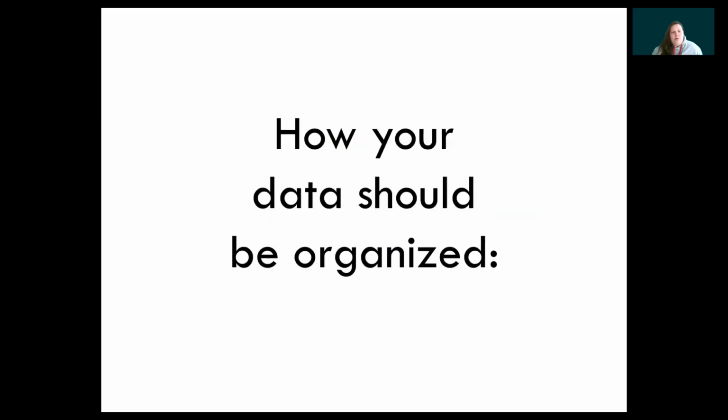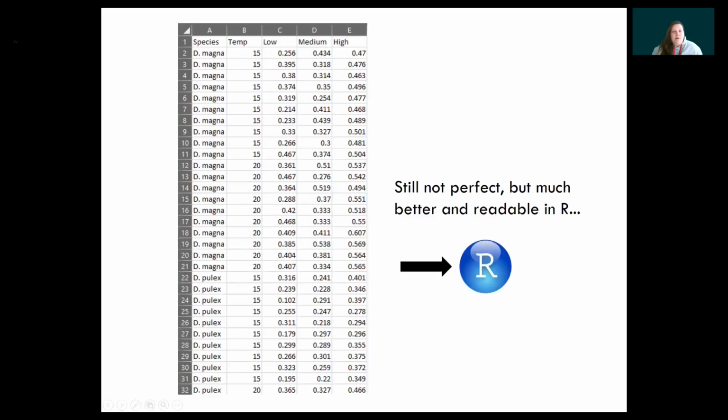So how your data should be organized is something like this. For example, we have this first column with the 2 Daphnia species, then the second column that has the temperature. And you see here that we first start with Daphnia magna and first have the temperature of 15 degrees, and then we go to the temperature of 20 degrees. And then everything is again repeated for Daphnia pulex here.